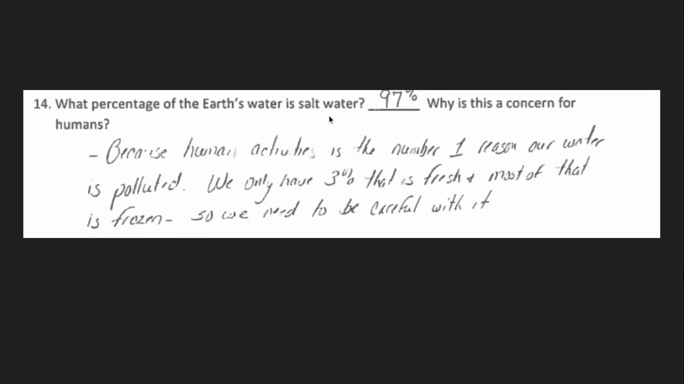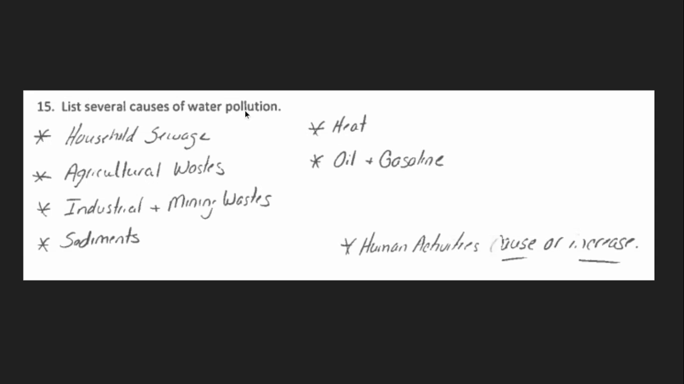What percentage of the Earth's water is salt water? 97%. Why is this a concern for humans? Because human activity is the number one reason our water is polluted. We only have 3% that's fresh, and most of that is frozen. So we really need to be careful with fresh water. List several causes of water pollution: household sewage, agricultural wastes, industrial and mining wastes, sediments, heat, oil and gasoline, and human activities can cause or increase it.